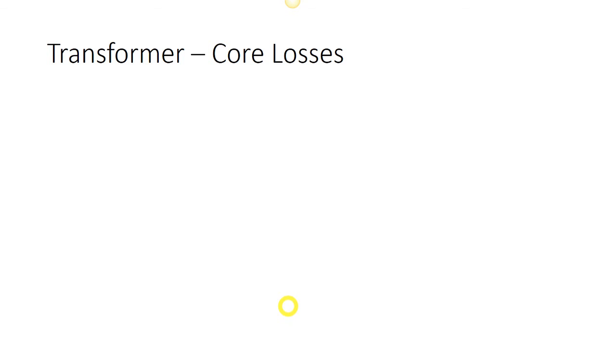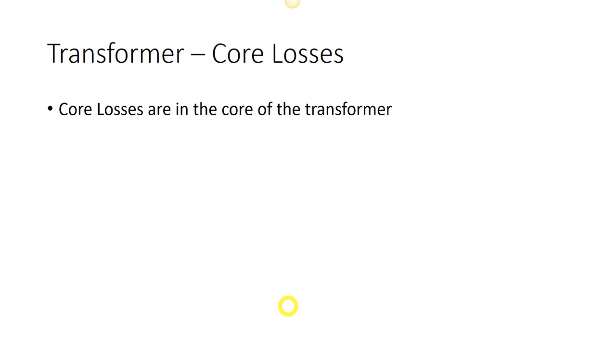Transformer core losses. Core losses are in the core of the transformer. That's a very definitive statement. That makes sense, right? Core losses are in the core of the transformer. They come in three varieties. The first one is eddy currents.